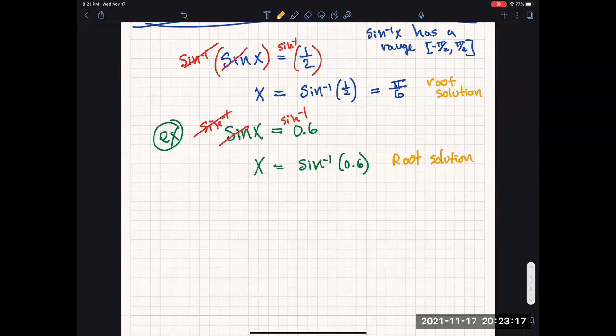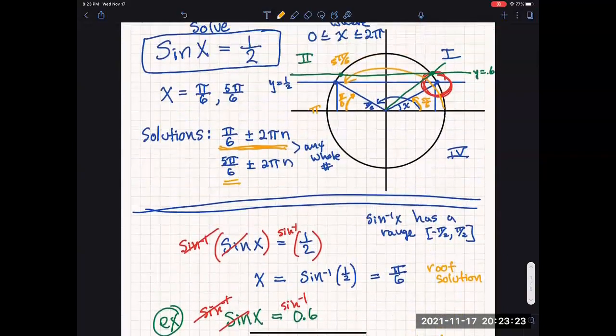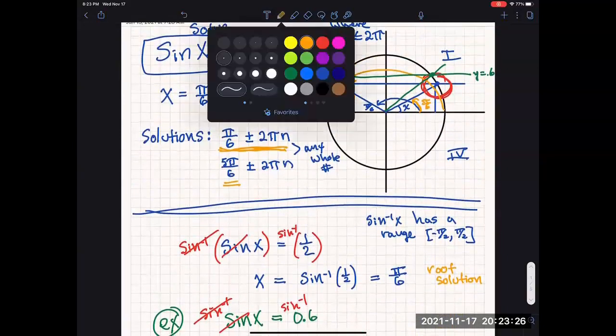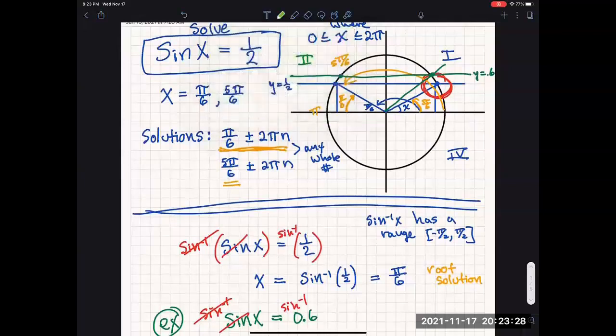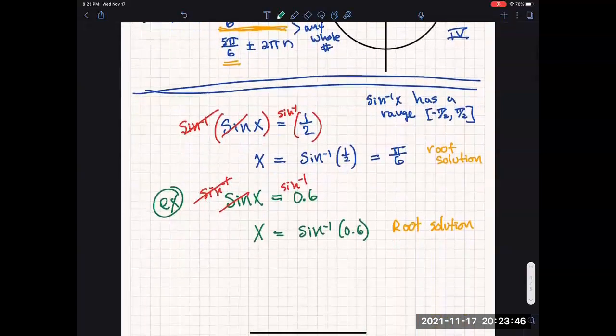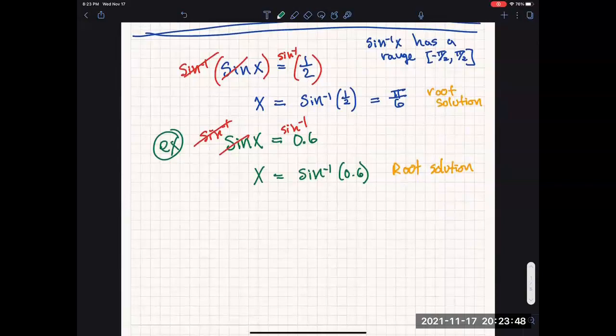So if I have this one solution, I want to recognize that there's another root solution on the other side of the circle. Over here, symmetrically, there's another solution. And whatever this angle is that I went to get to the first solution, I'll get the other solution if I subtract that angle from pi to go in the other direction. And so that means that I get another solution.